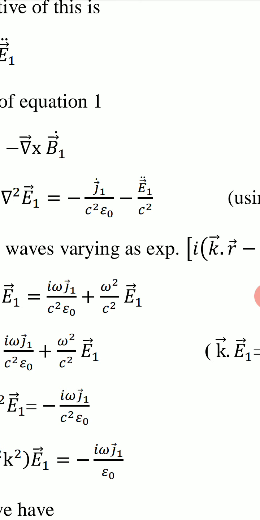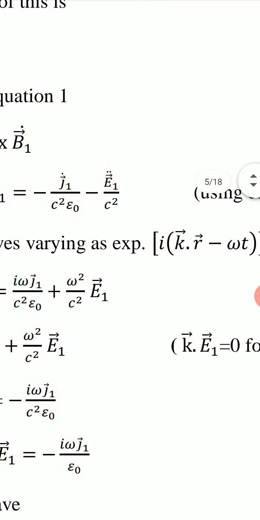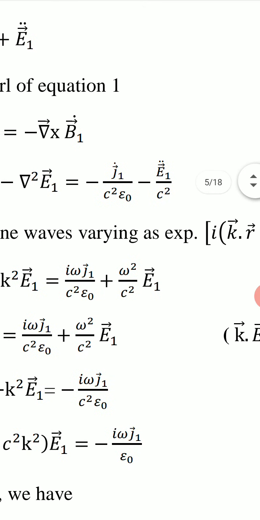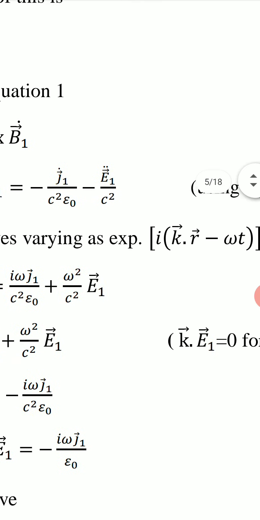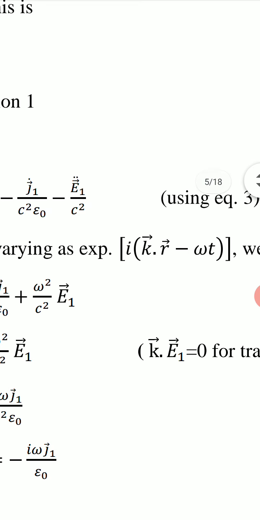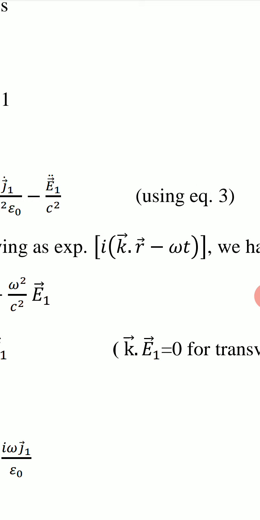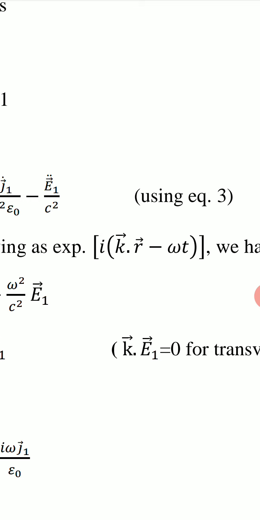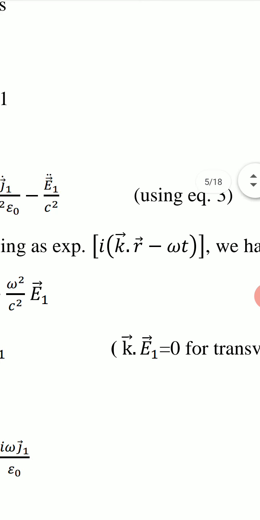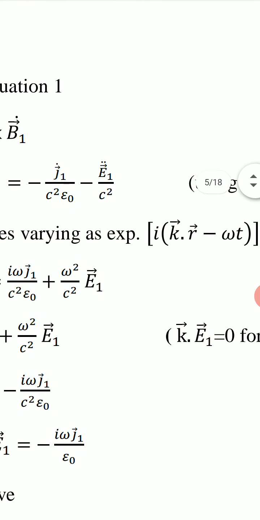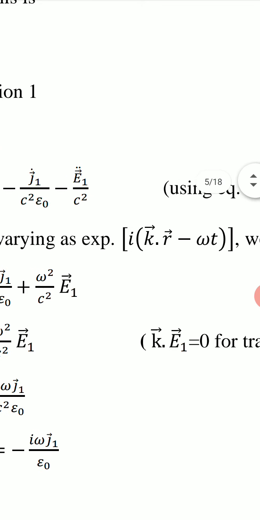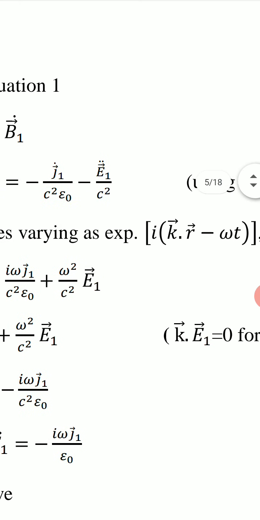In the right-hand side, J1 dot means delta upon delta t of J1. So this dot is delta upon delta t, which is minus i omega. We write minus i omega for this dot, and in the second term we have E1 double dot. We have two differentiations with respect to t, which will give minus i omega into minus i omega, that is i square omega square, which is minus omega square. So the second term of the right-hand side will become plus omega square upon c square E1 vector.